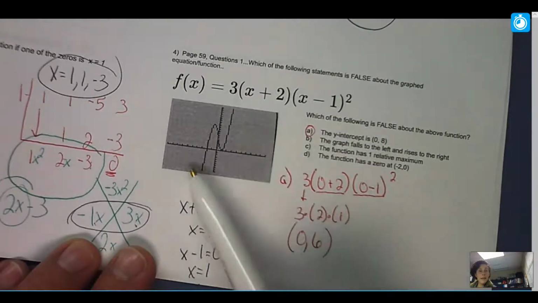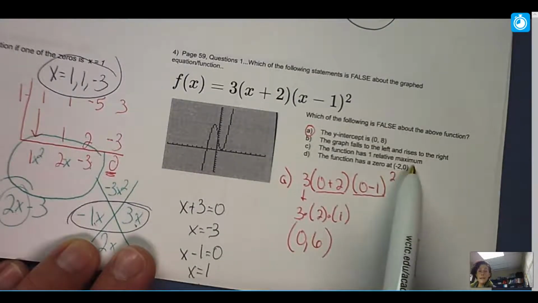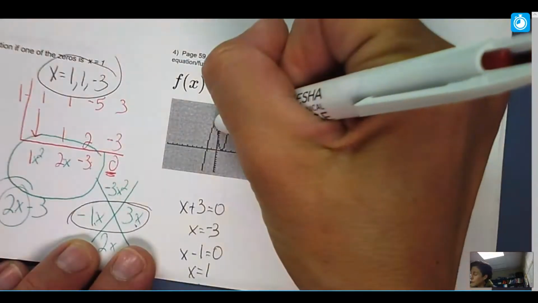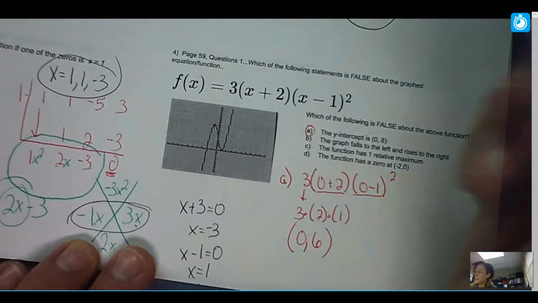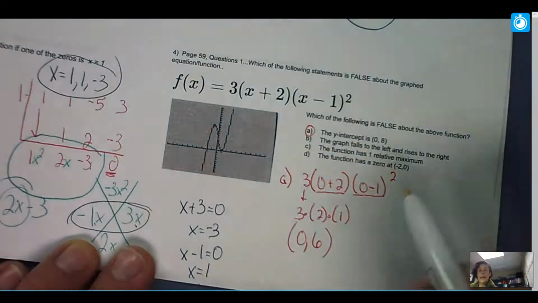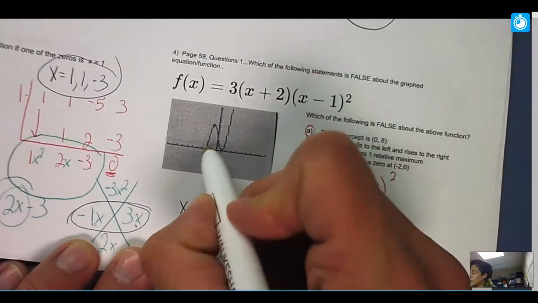It is falling on the left and rising on the right. It has one relative maximum. Maximum, again, is that high turning point. So this is a relative max, the one high turning point. This one is a relative min because it's a low turning point. And the function has a zero at -2, 0. Well, that's right here.